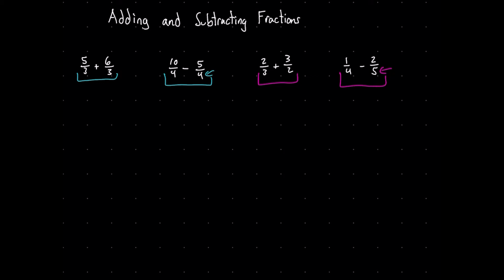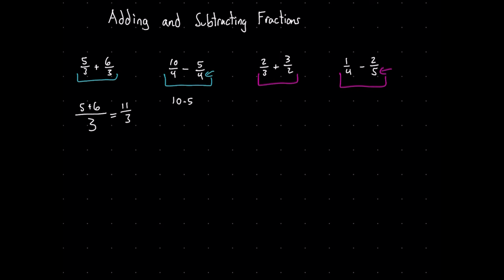All you do is you sum what's on the top and keep that base the same. So in this case, we took this 5/3 plus 6/3 and turned it into 5 plus 6 over 3, which becomes 11/3. And you do the exact same thing for subtraction. It becomes 10 minus 5 over 4, which is equal to 5/4.